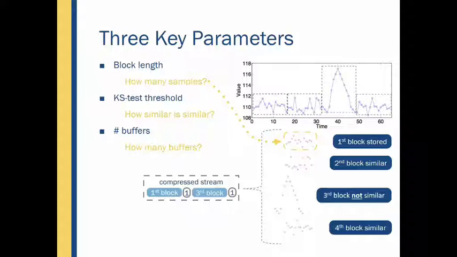Now I'm working with one of my graduate students, and we're going to publish the paper soon. How to optimize the block length? We want to determine the best possible block length that can guarantee the best compression performance. So I'm working on how to tune and optimize block length. We also have two other parameters. One is the KS test threshold: how similar is similar? You can lower or increase the bar for the similarity level. Lastly, we have the number of buffers. You can have many buffers in memory, or you can have fewer buffers in memory.